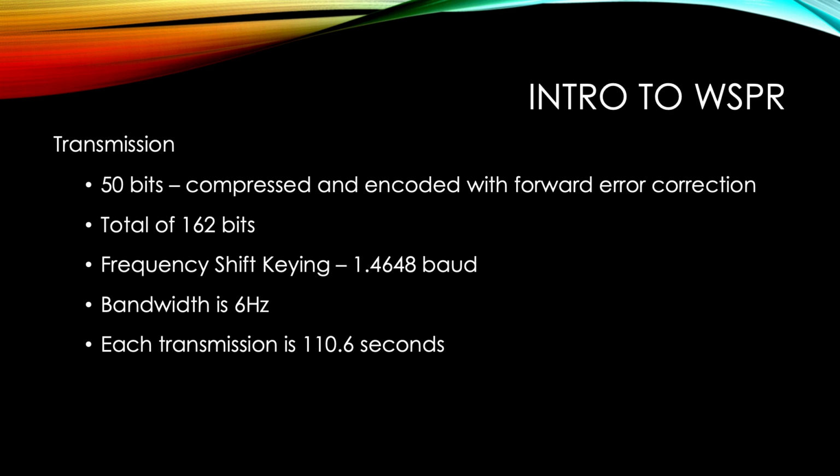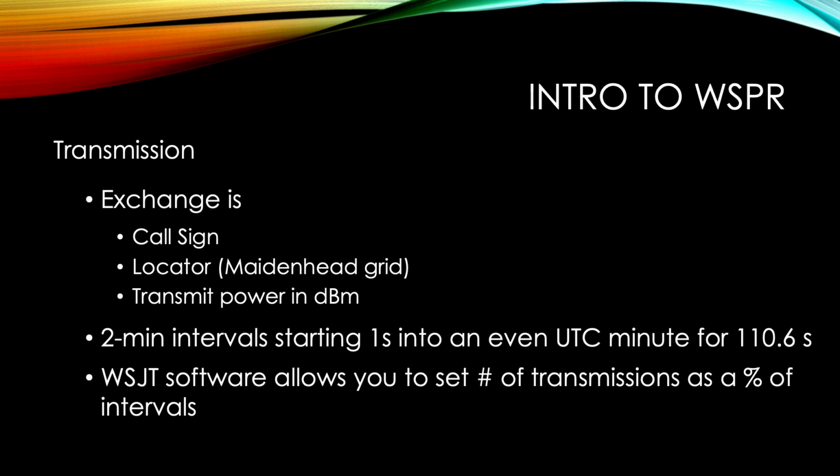and in that transmission you have the exchange along with the forward error correction. The exchange is your call sign, or in the case of receiving, the transmission call sign, the locator of that transmission site, in Maidenhead grid, and the transmitting power in dBm. The transmission happens in 2-minute intervals starting at 1 second into an even UTC minute. And again, that lasts for 110 seconds. So there is some small amount of downtime for decoding and other purposes.